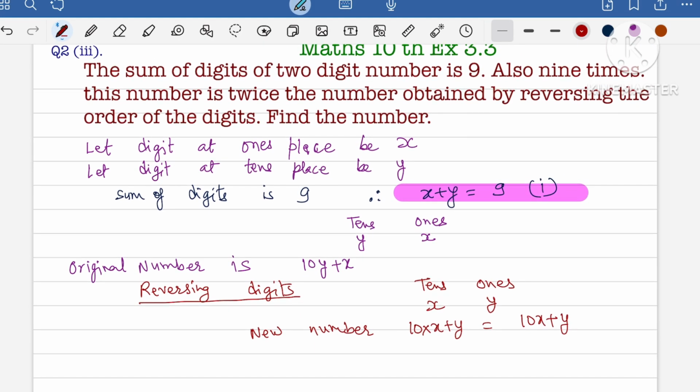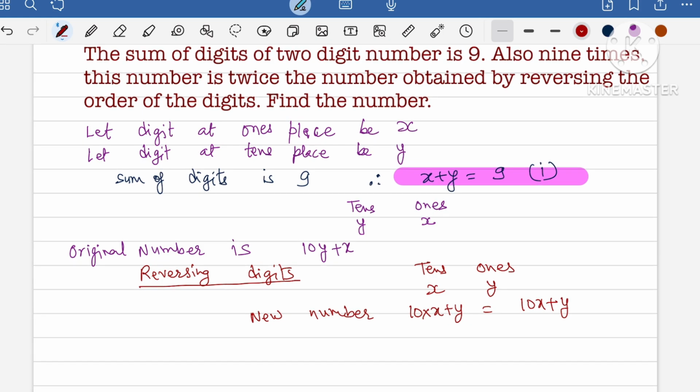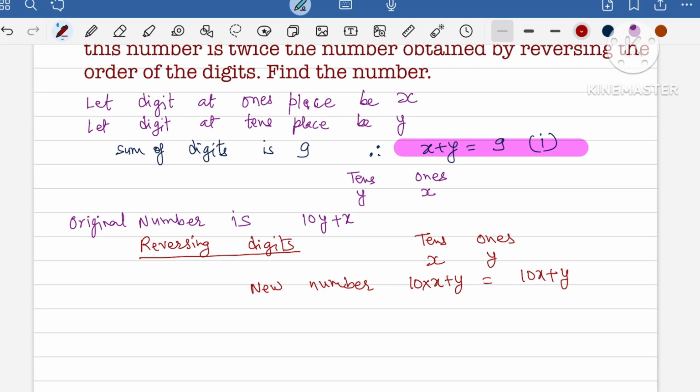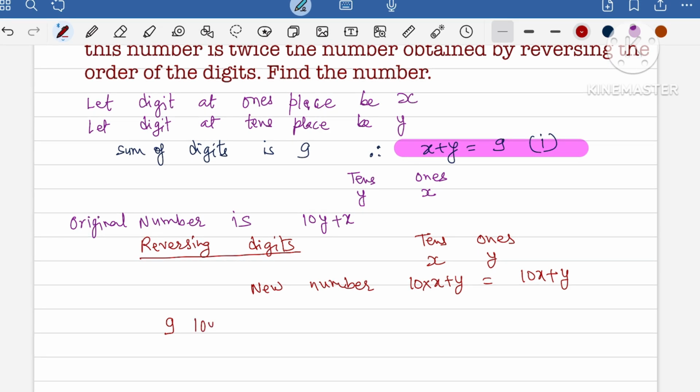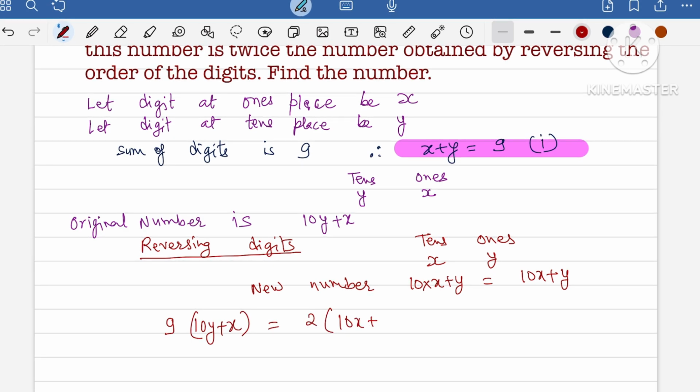Now the condition is 9 times the original number is twice the number obtained by reversing the digits. So we can make the equation: 9 times the original number, the original number is 10y plus x, is equal to 2 times the new number that we have obtained, that is 10x plus y.